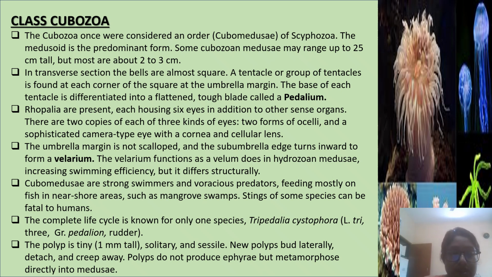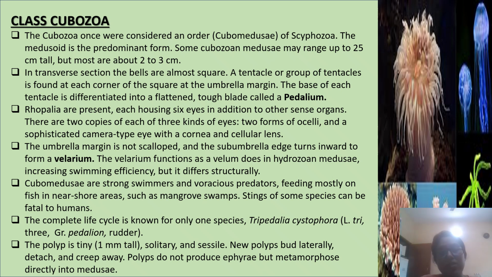The complete life cycle is known for only one species, that is Tripedalia cystophora. And the polyp is tiny, that is 1 millimeter tall, solitary and sessile. New polyps bud laterally, detach and creep away. Polyps do not produce ephyrae but metamorphose directly into medusae.